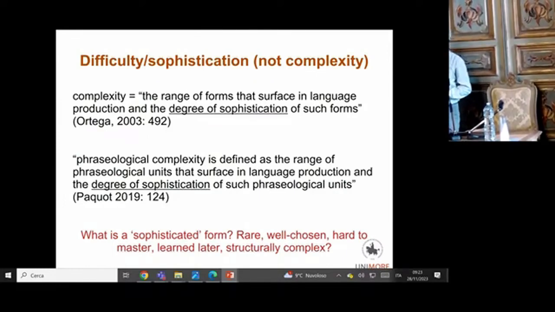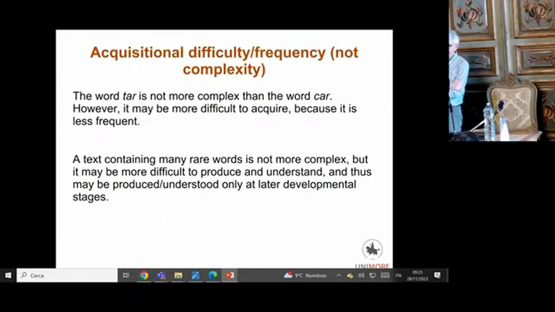So if by sophistication you mean frequency and rarity, then speak of frequency. If by sophistication you mean difficulty, then speak of difficulty. And sophistication bundles too many of these meanings together. Frequency, as I was saying, is also used as a proxy for sophistication, and in turn, this is used as a proxy for complexity.